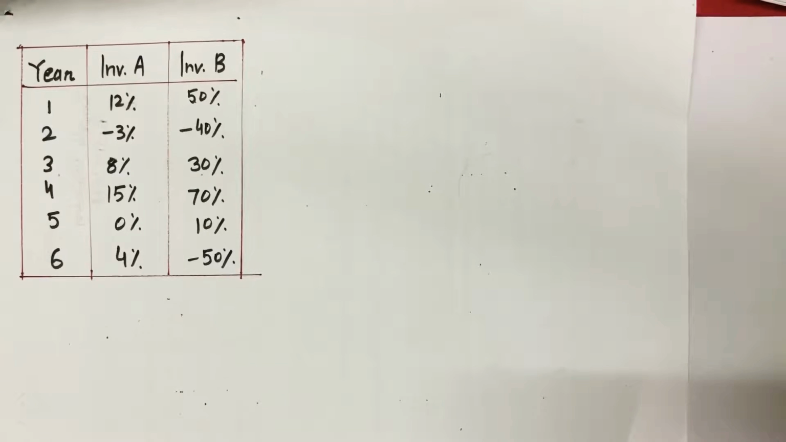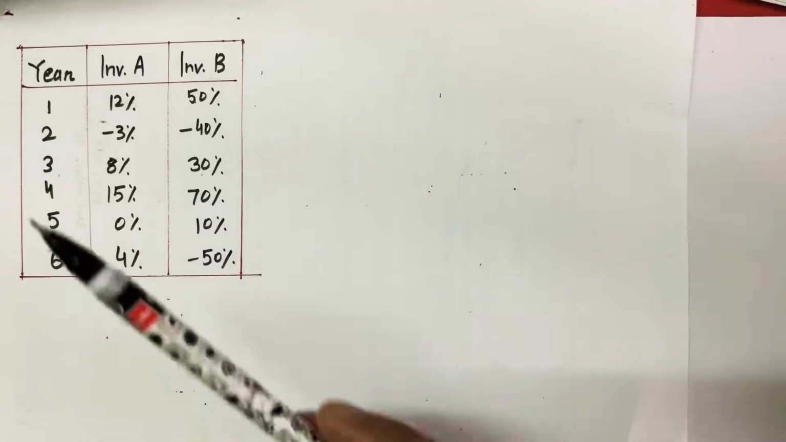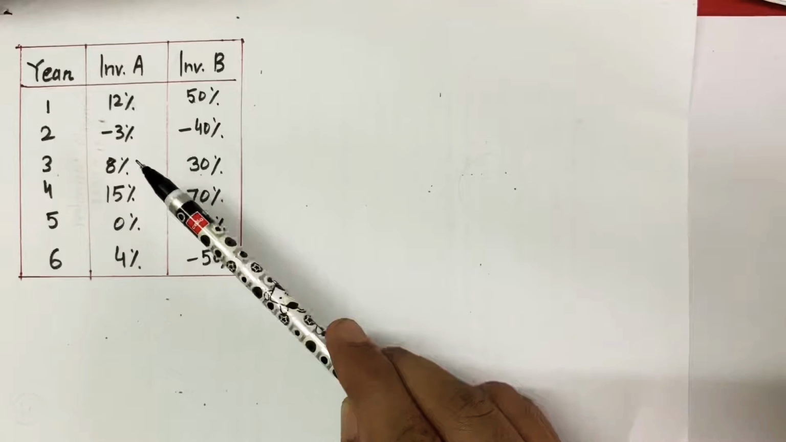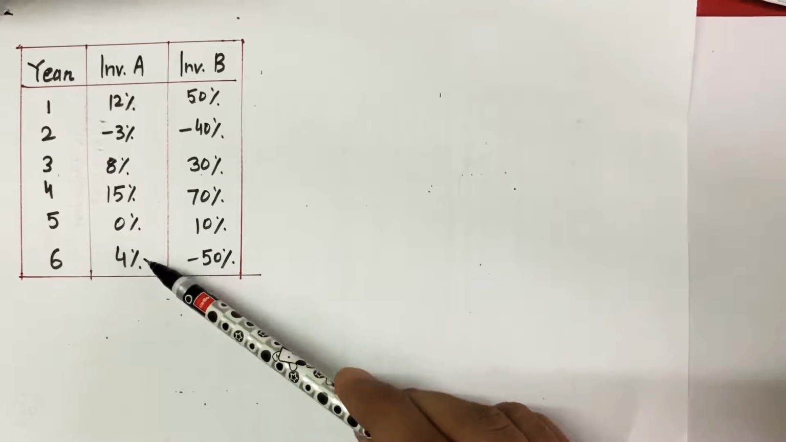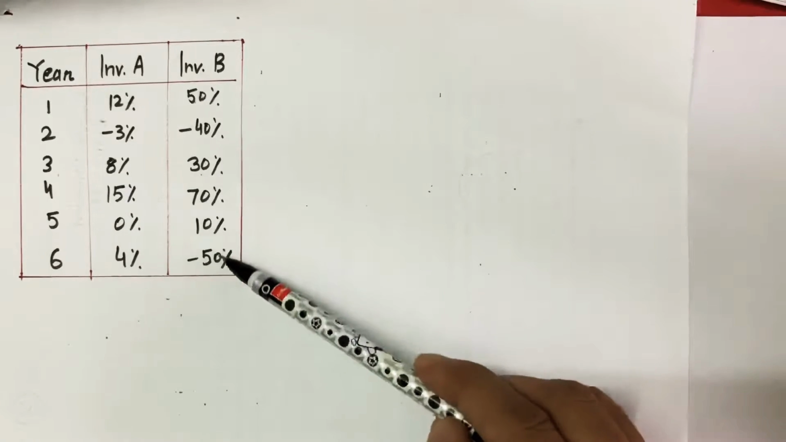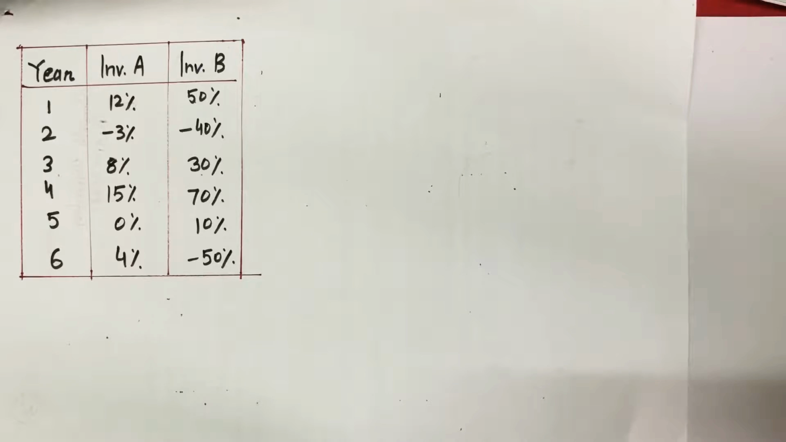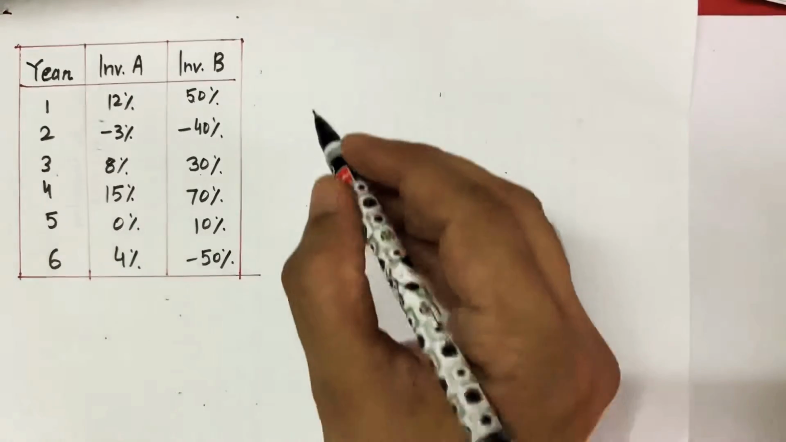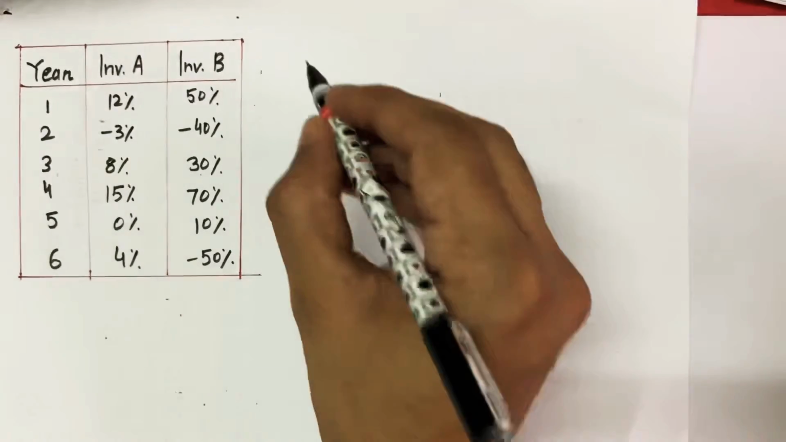That means these could be the probable returns, or they could be some kind of investment where a fixed return is going to be there, or these could be expected returns. So returns on investment A for the first year are 12%, -3%, 8%, 15%, 0%, and 4% subsequently. Similarly, in investment B, the returns are given. Now, the question is which of the investments has a higher average return?